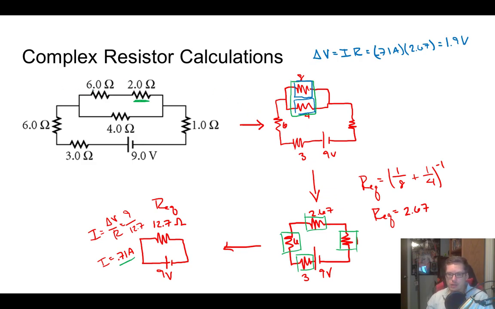So we'll say 0.71 times 2.67, and we get 1.9 volts. Because they're in parallel with one another, this has a potential of 1.9, and this has a potential of 1.9. So that's easy enough. That means when we look at our original resistor, all of this, because they're all in series with one another, they all have that same potential difference of 1.9.